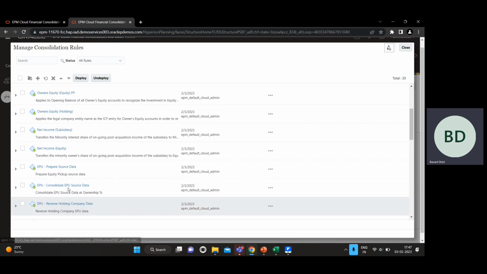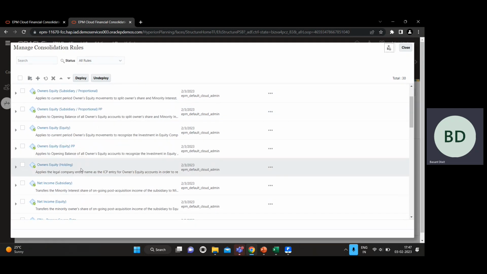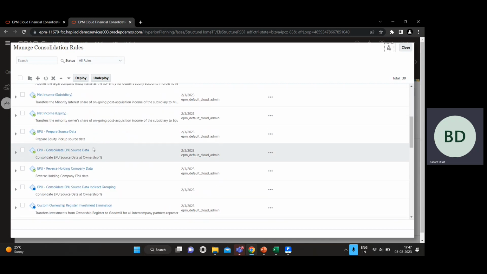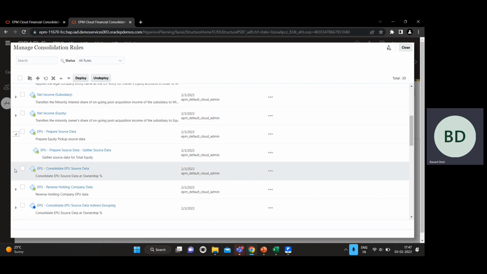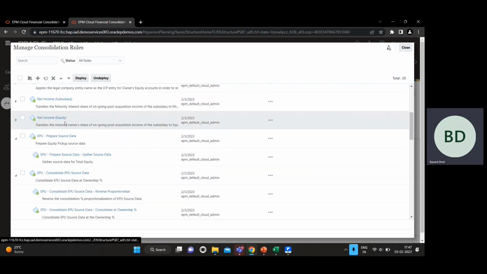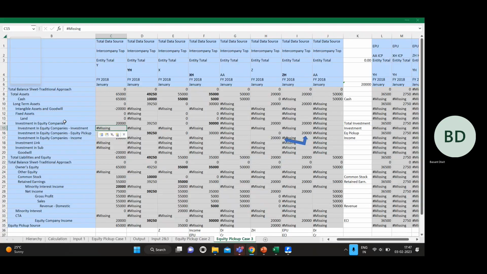Okay, so these are the various rules which are deployed. Green ones are the deployed ones and blue are the undeployed ones. So for equity pickup we have three rules, which we will discuss briefly very shortly. So this was the case. I hope you got all the details from here, how the figures are getting rolled up for the equity.